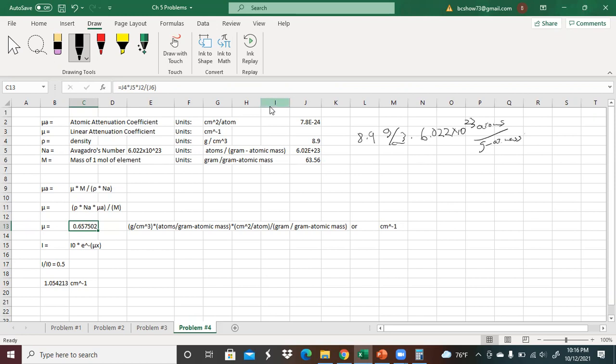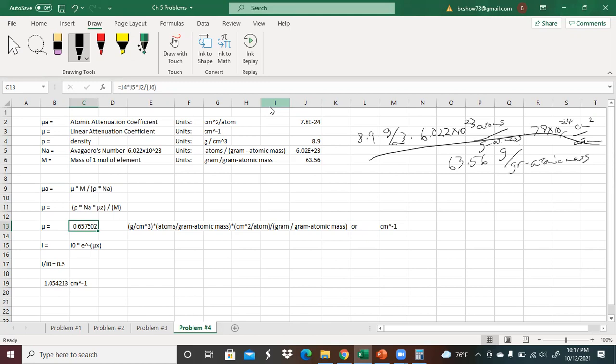And that is going to be multiplied by the atomic attenuation coefficient, which in this case is 7.8 times 10 to the -24th cm squared per atom. And all of that mess, which I just drew a line through, ain't it great? It ends up getting divided by the molar mass, which is 63.56, and that's going to be grams per gram atomic mass.